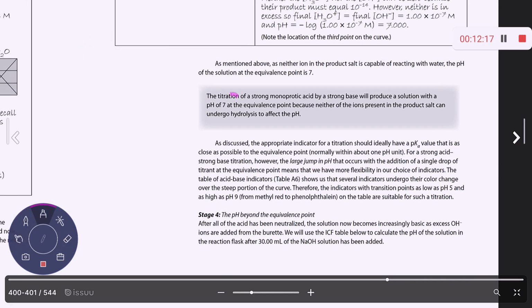If I have a strong monoprotic acid and I'm titrating it with a strong base, then we will have a pH of 7 at the equivalence point because neither one of the ions from the salt can hydrolyze. So therefore the pH will not change and be slightly basic or slightly acidic. Okay, let's take a look at the next page.